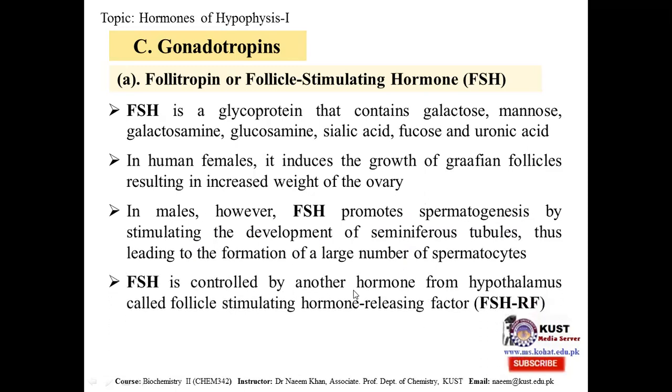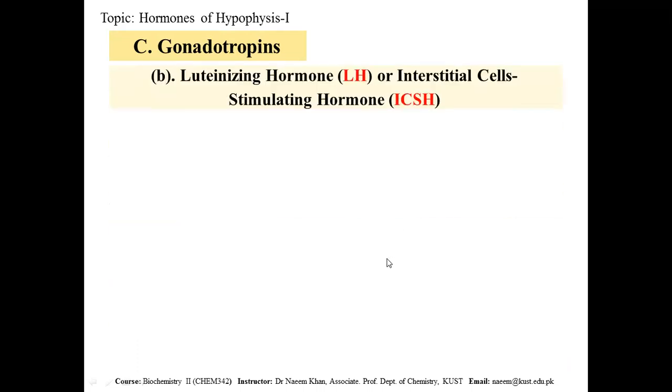FSH is controlled by another hormone, that is the hypothalamus releasing factor called follicle stimulating hormone releasing factor, FSHRF. So like other hormones, this is also under the control of the hypothalamus releasing factor. And this is related to the male and female sex characteristics, especially in female it is causing the increase in size of the ovary, and in male it is synthesizing the spermatocyte, which is leading to the formation of sperm.